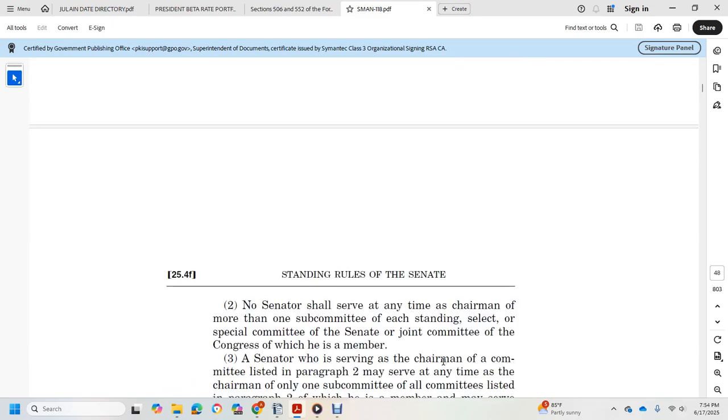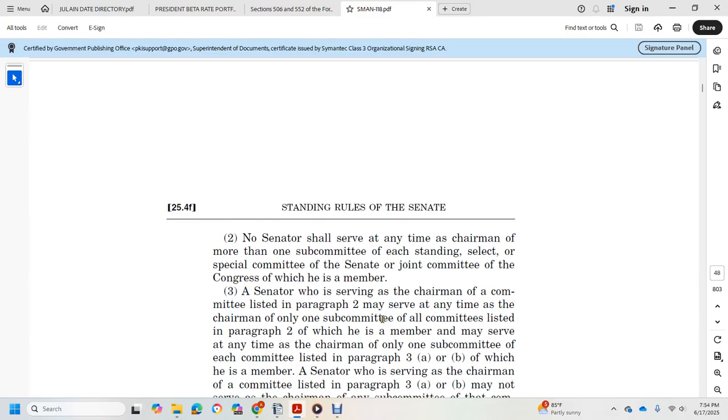No senator shall serve at any time as chairman of more than one subcommittee in each standing, select, or special committee of the Senate, or joint committee of the Congress, of which he is a member. A senator who is serving as chairman of a committee listed in paragraph 2 may serve at any time as chairman of only one of the subcommittees of all the committees listed in paragraph 2 of which he is a member, and may serve at any time as chairman of only one subcommittee of each committee listed in paragraph 3A and B of which he is a member.